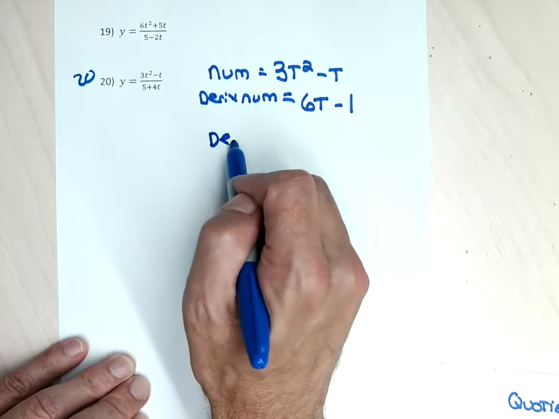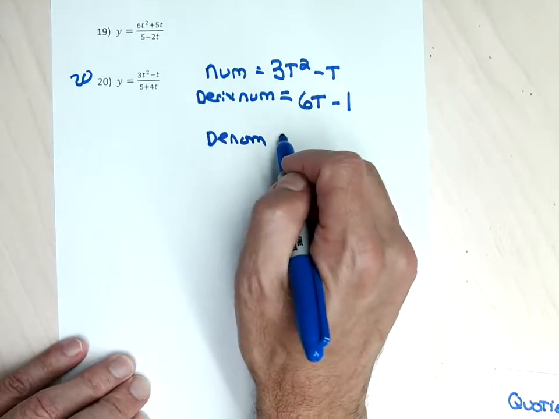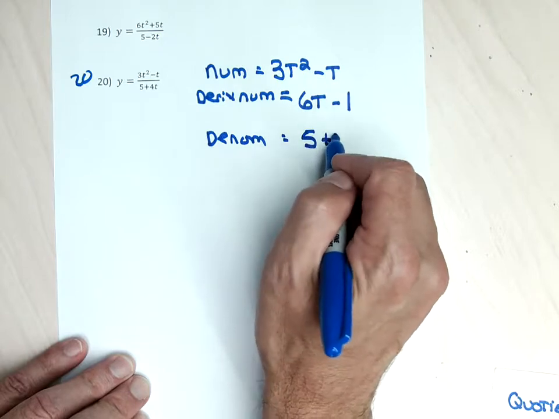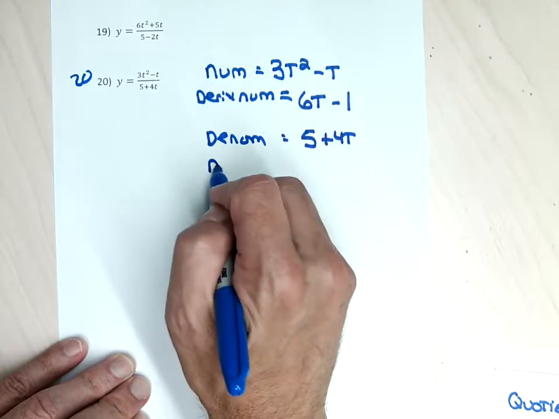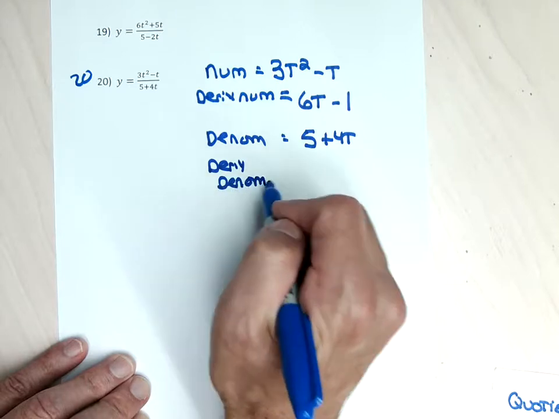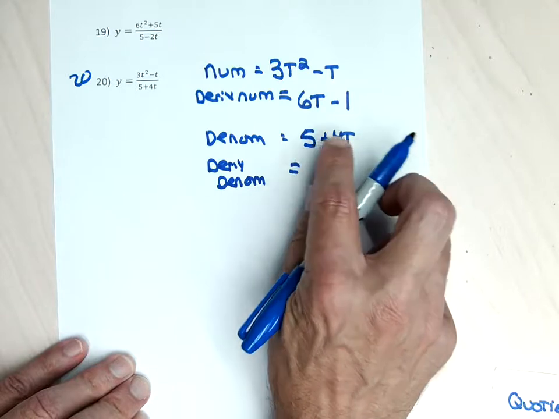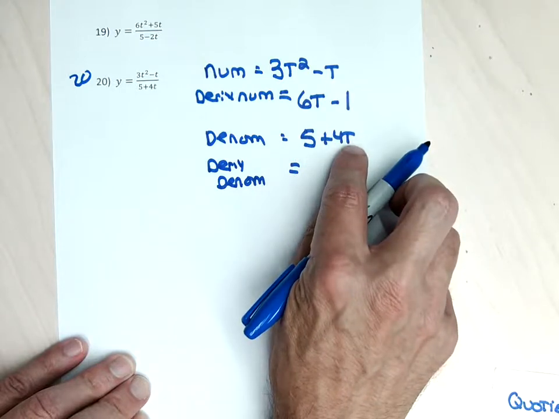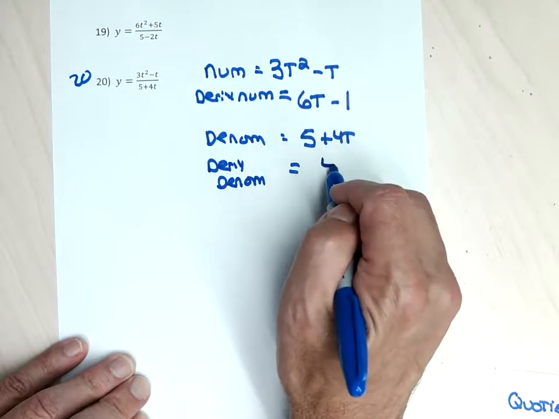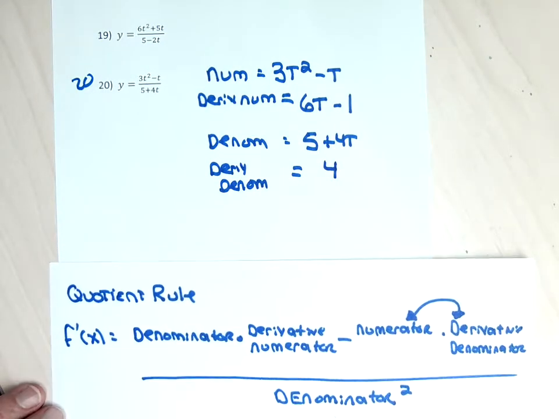Denominator for me, it's written in a bad order, but I'm going to leave it in that bad order, 5 plus 4t. And then derivative of the denominator, the derivative of the first term is 0 because it doesn't have a letter. The derivative of the second term is 4. It's a first power term. The derivative of the first power term is the number in front of the letter without the letter. So now I'm going to use the rule to find the derivative.